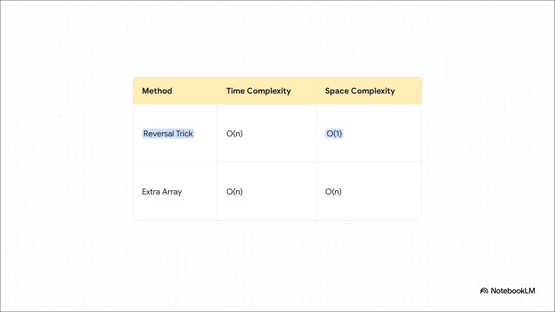But the real win, the thing that makes this the best solution, is the space complexity. It's O(1). That means we use constant space. We're not creating a whole new copy of the array, we're doing everything in place. Being able to explain why O(1) space is better than the O(n) space an extra array would take, that's what interviewers absolutely love to hear.